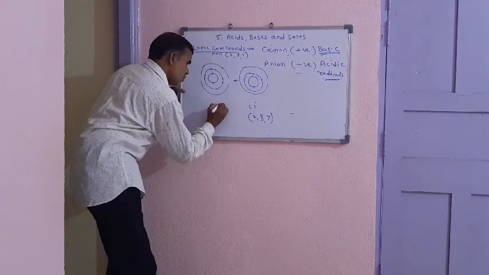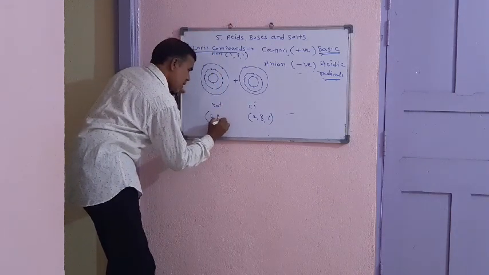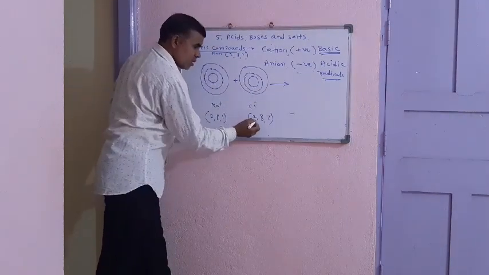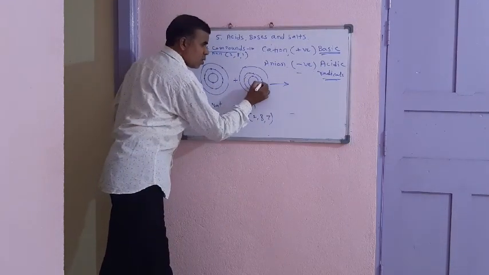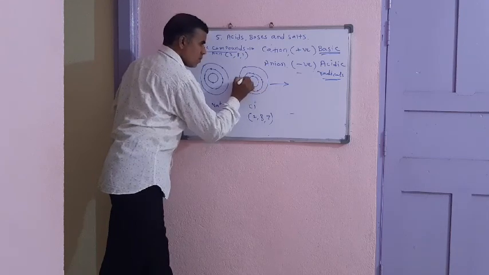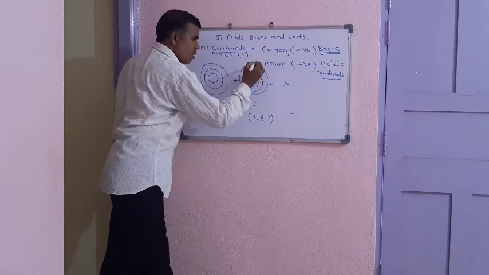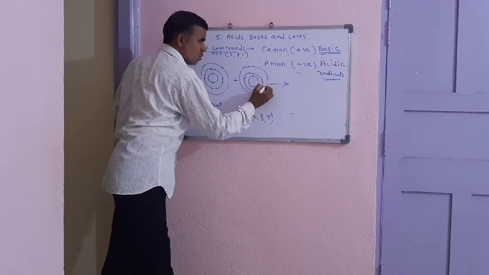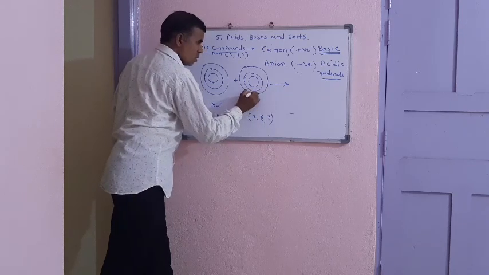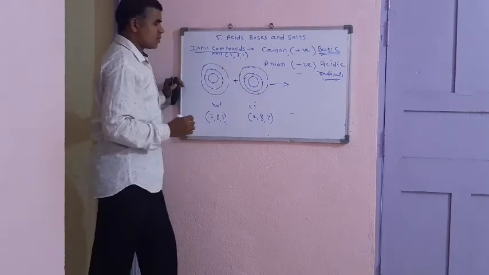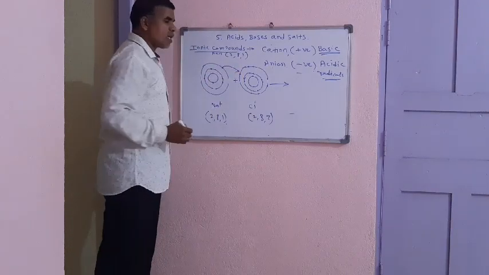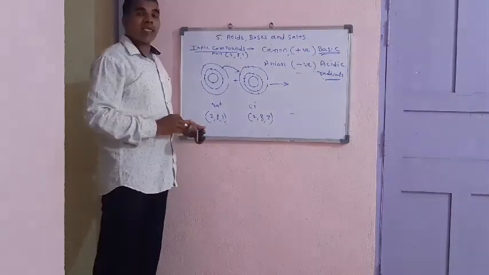Sodium: 2, 8, 1. So we get the second orbit with 8 electrons and the third orbit with 7. Look at this. Sodium loses one electron and chlorine accepts one electron.